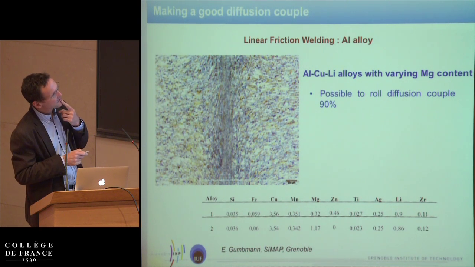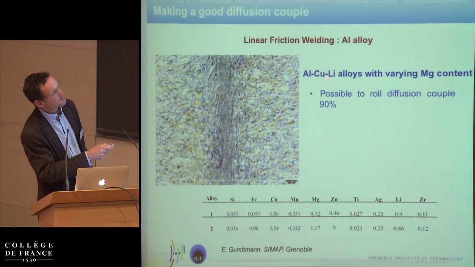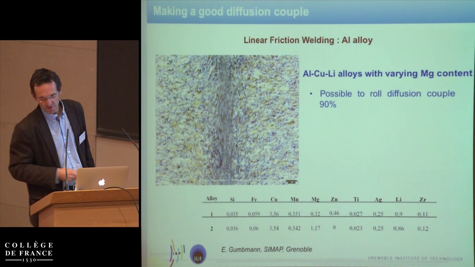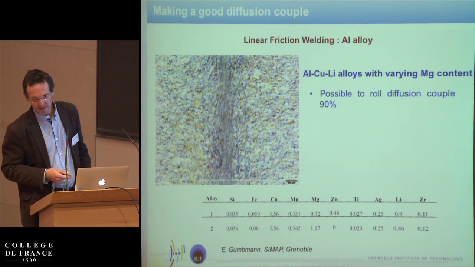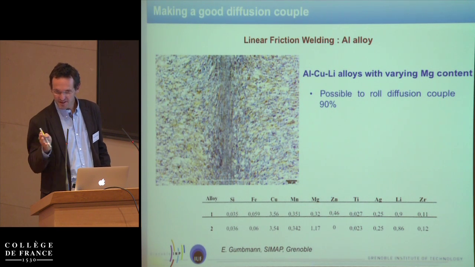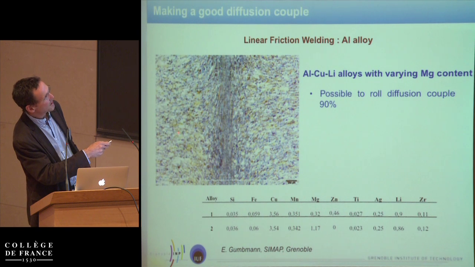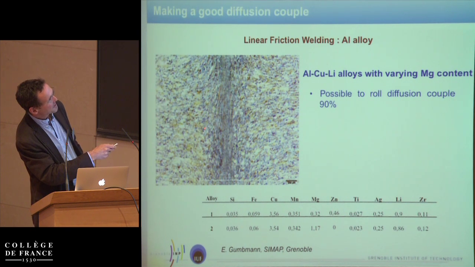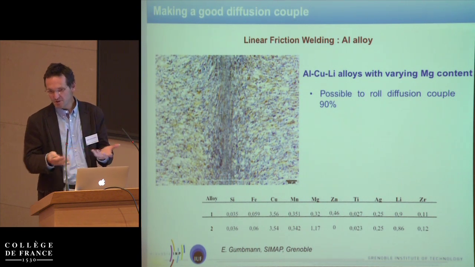In this case, we're trying to do alloy design, actually. In these alloys, precipitation depends on the magnesium content as a minor solute element, and we're trying to vary the magnesium content to study the effect on precipitation. So we've been doing this linear friction welding. We have one material on one side, the other on the other side, and the interface here, where the grains are deformed, but there is no aluminum oxide in between.